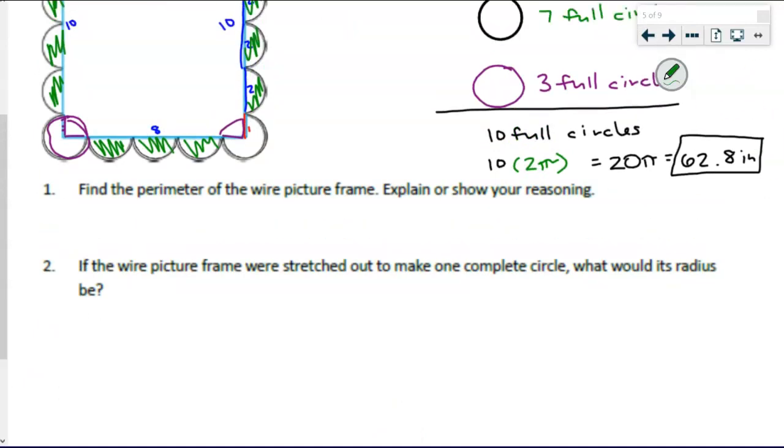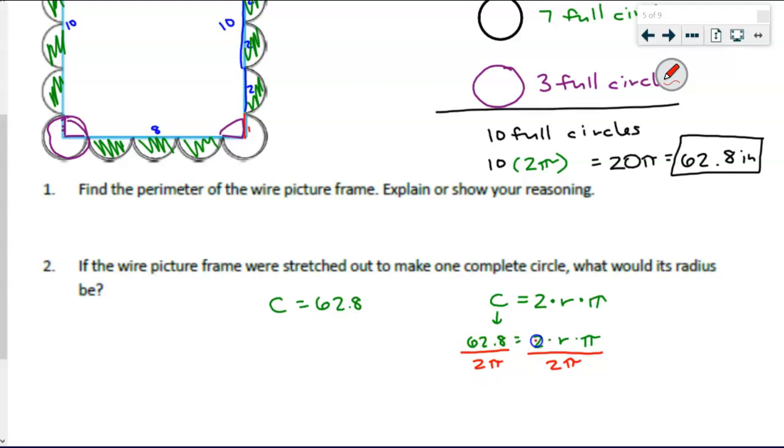This is the total amount of wire that's used. So in part 2, that total amount of wire is the circumference. So now this becomes a problem a lot like our warm-up. If I know the circumference is 62.8 inches, and I know that I can find the relationship between the circumference and radius by multiplying 2 times the radius times pi, then all I have to do is substitute this value in for the circumference. 62.8 is equal to 2 times the radius times pi. I want to find that radius, so I divide each side by 2 and pi.